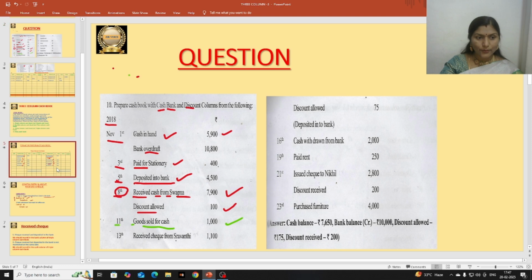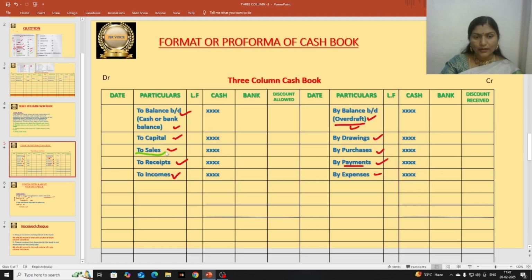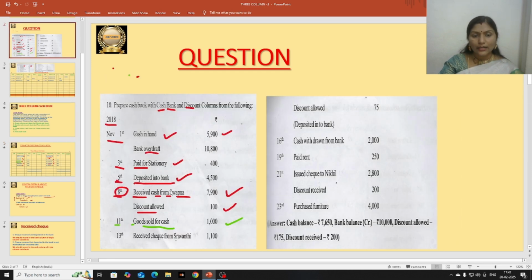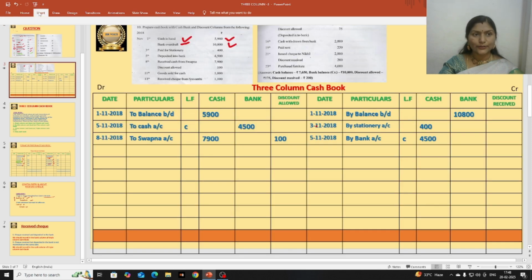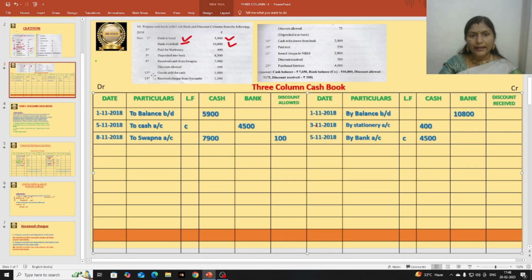You can see here in the format, sales we record on the debit side. Why? Because in case of a sale transaction, the business is going to receive cash. Cash is going to come into the business. So we will record sales also on the debit side. How much are they receiving through the sale? 1,000 rupees. Let us record that 1,000 rupees on the debit side. What is the date here? Date is the 11th, 11-11-2018.